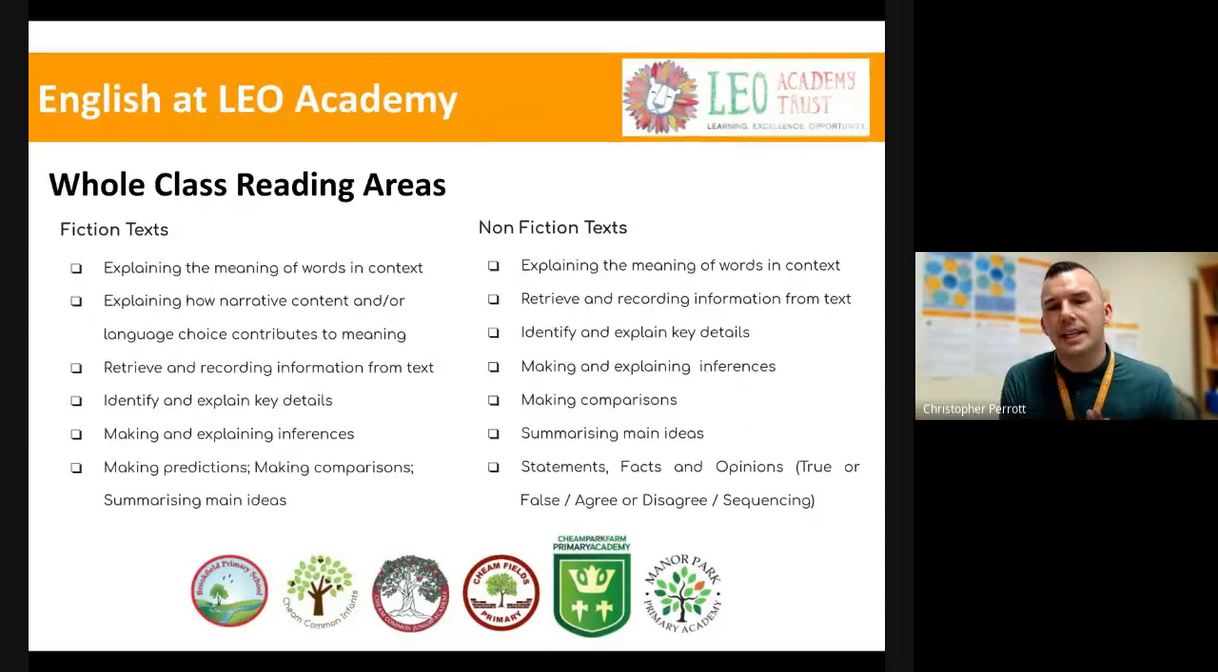So, breaking it down, whole class reading should be split equally between looking at fictional texts and poetry and non-fictional texts as well. And as the class teacher, it's really important that you are selecting texts that are appropriate to your children. Within the whole class model, we together have put together a series of texts that we believe are suitable to be used in your year group. Those have been mapped out progressively across the entirety of the term.